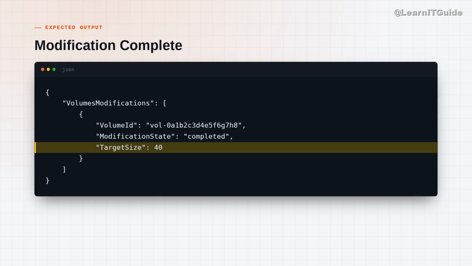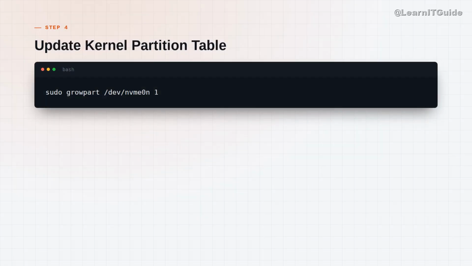If you check with df at this point, you will still see the old 20 GB size. That is normal. We are not done yet. Now we use the growpart command. This tool is part of the cloud-guest-utils package. It tells the Linux kernel to recognize the new disk size and expand the partition to fill it.